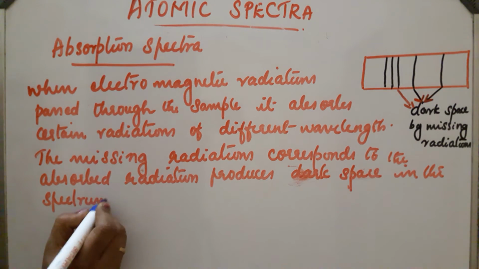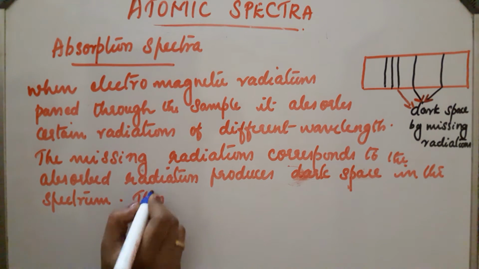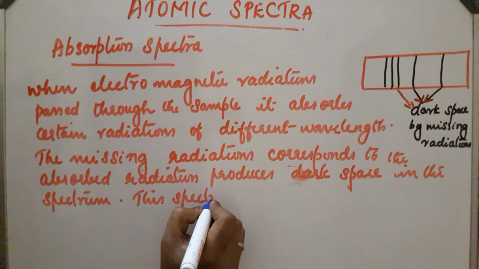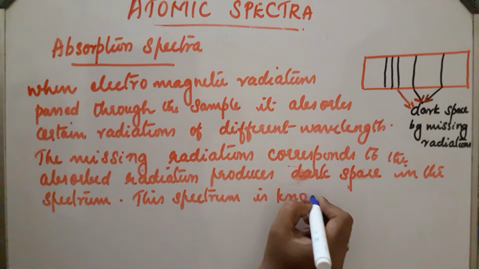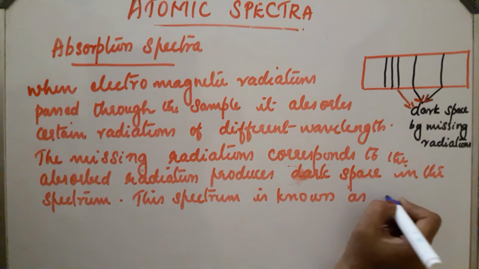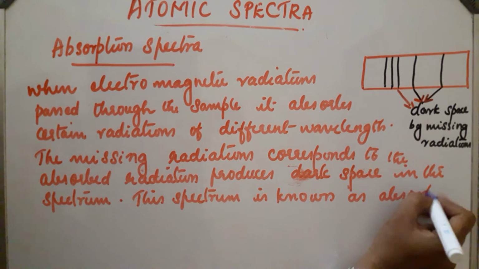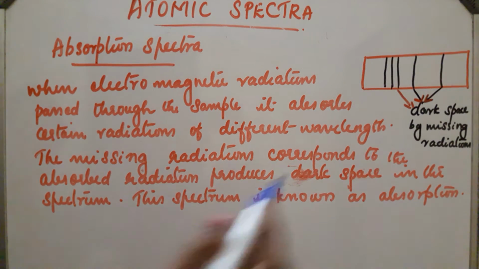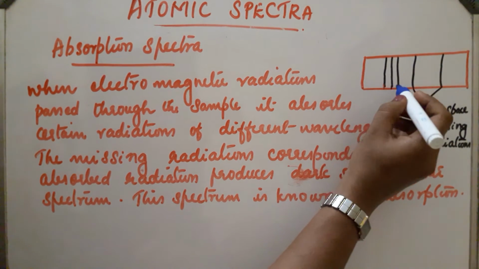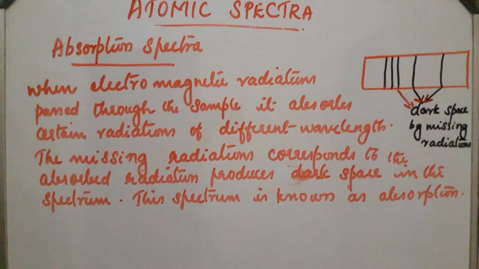Okay, this spectrum is known as absorption spectrum. So during this absorption, what will happen? Certain radiations are missing. These missing radiations correspond to absorbed radiation and produce dark space. These are the dark spaces. Dark lines are obtained in the spectrum. This spectrum is known as absorption spectrum.